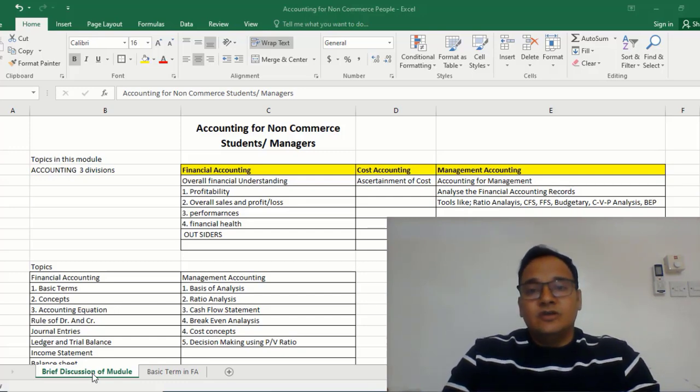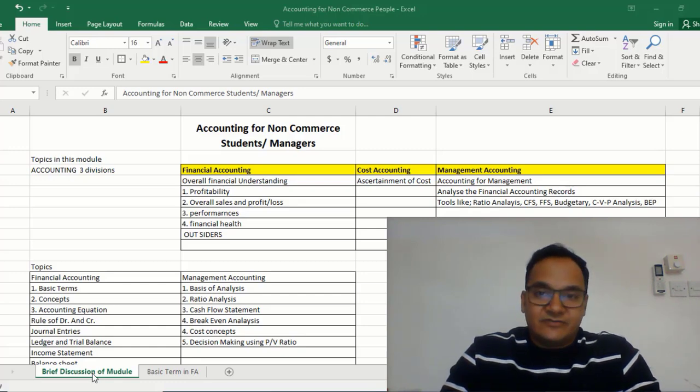Because today or tomorrow, when you start your investment journey, at that time you need to think about how companies perform well, and for that you need to understand their financial accounts and also how management is going to take the perspective.